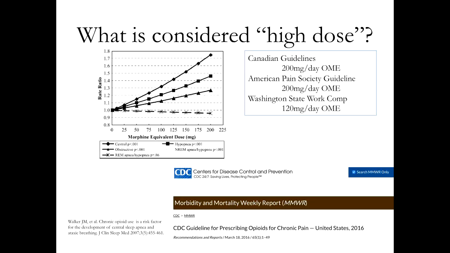So where does a lot of this come from? Where are these dose limits popping up from? Well, we have different guidelines who basically will state what they consider to be high-dose opioid therapy.